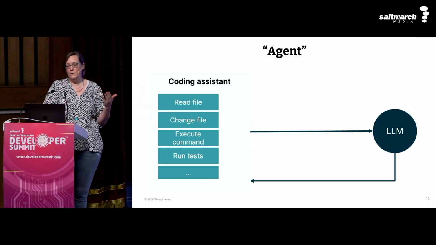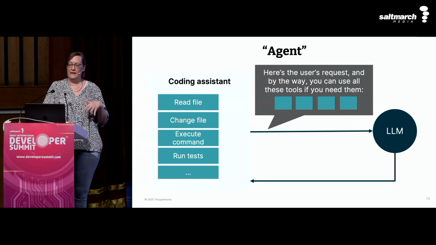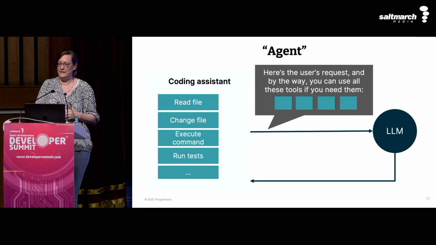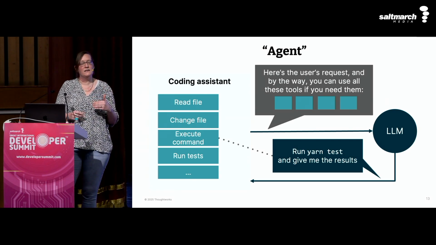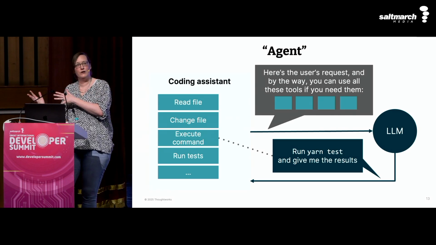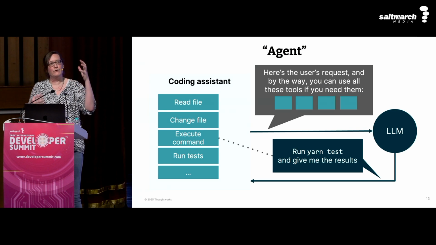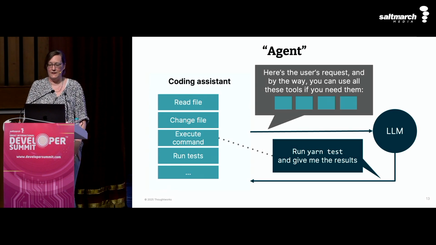And so now when the coding assistant puts together a prompt for the large language model, like here's the user's request, it also says, and by the way, you can use the following tools if you need them. You decide if you want to do that. And then the large language model might return, oh, run yarn test, please, and give me the results. And then the coding assistant will run that and return it back to the large language model. And this is how agents work in general, right? So you always have a request that tells the model, here are tools that you can run. And the model doesn't really run them itself inside of its runtime, but it tells its caller, please run these things and tell me the results, right?